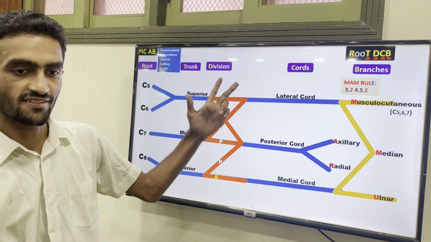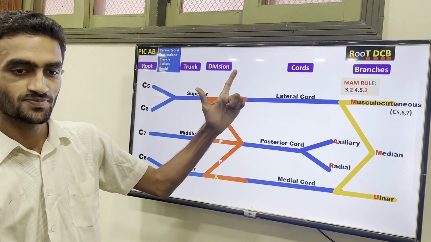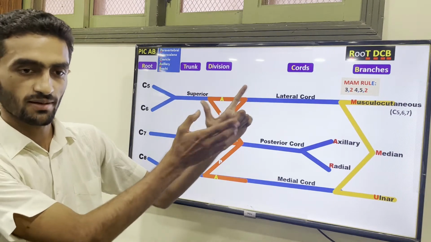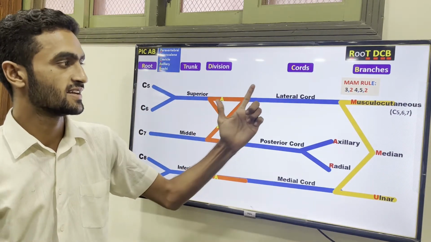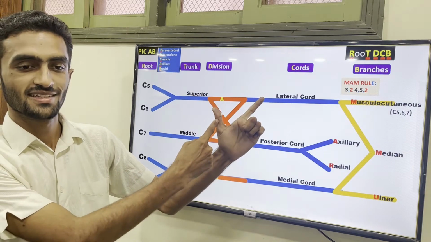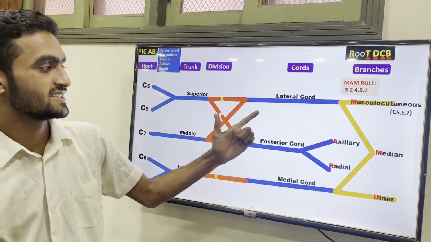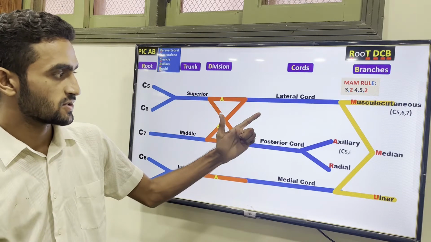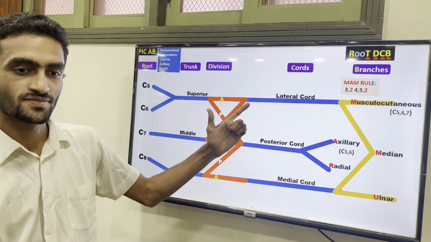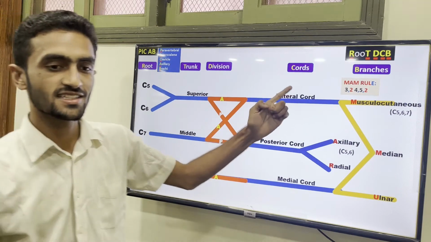C5, C6, C7, and the last two. First cover this segment, then go to that. So what is the root value? C5, C6. So this is the root value for the axillary nerve. Okay. Now the other is 4.